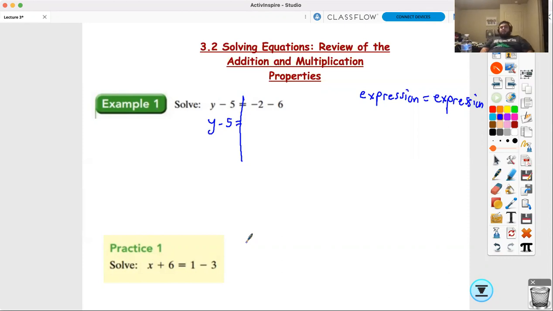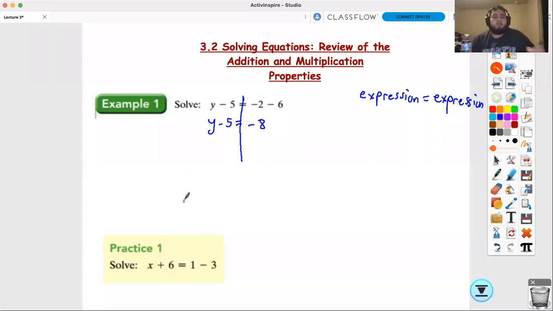What's -2 take away 6? Well, how can we combine those like terms? They're both constant terms. So -2 minus 6. You owe me $2 and you spent 6 at the store. So now you owe me in total how much? -8. -8. That's correct.